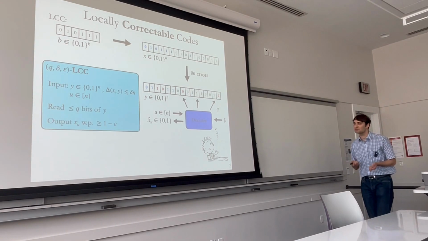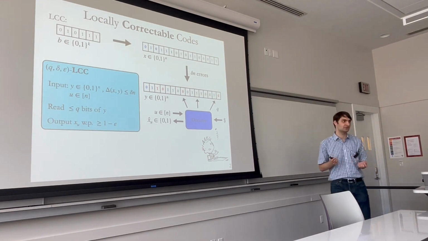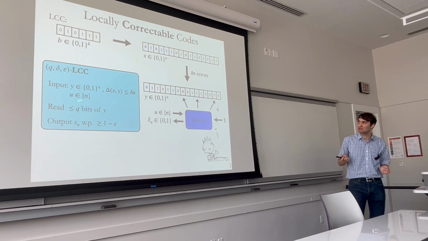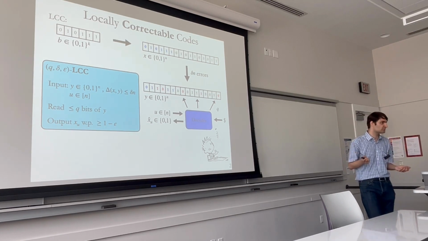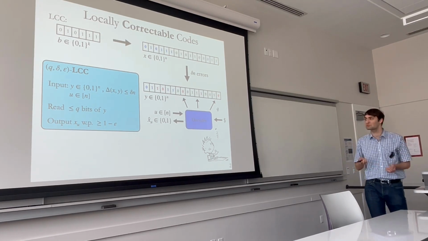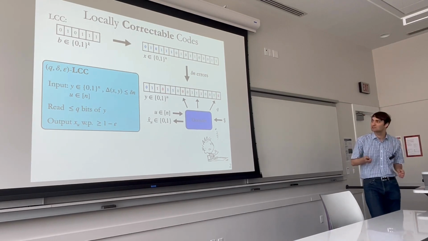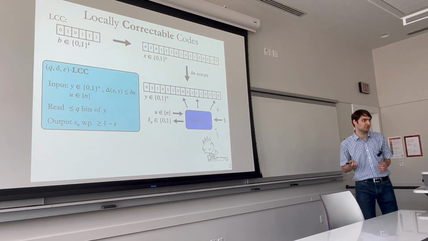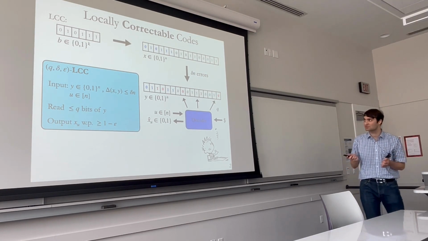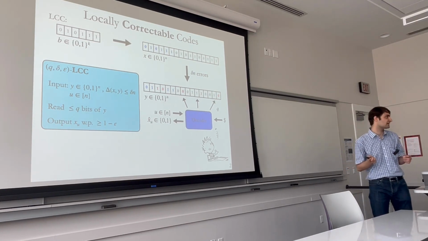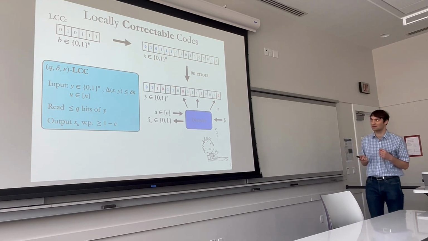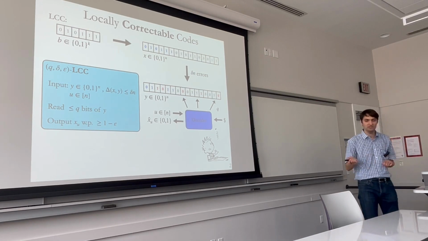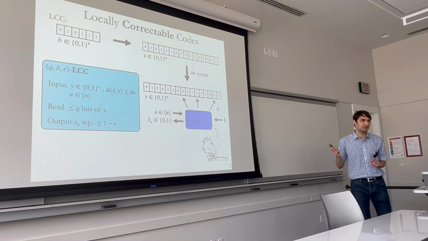More formally, we'll say the code is q, delta, epsilon locally correctable if for any codeword x and any y within delta n distance of x, and for any u, the decoder will read at most q bits of y and succeed in recovering x sub u with probability at least 1 minus epsilon. So there are three parameters: q, the query budget of the decoder; delta, the proximity parameter, which is how close y needs to be to x; and epsilon, which is the error probability of the decoder in the presence of delta n errors.